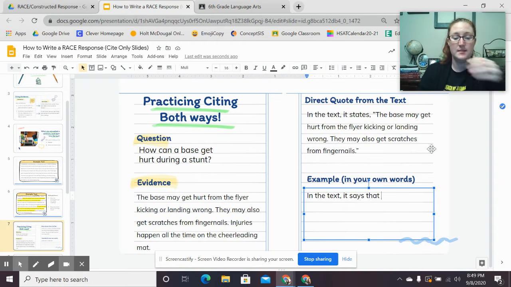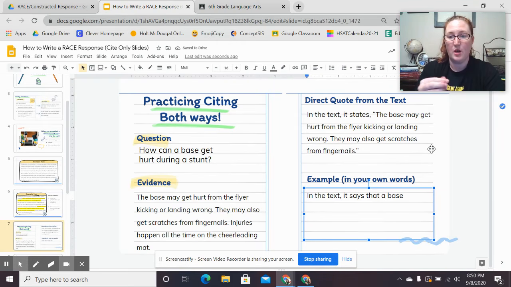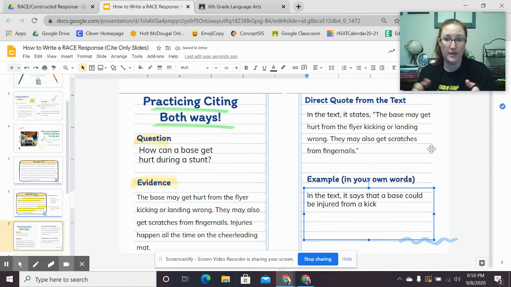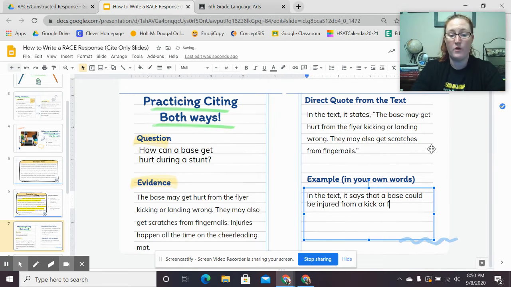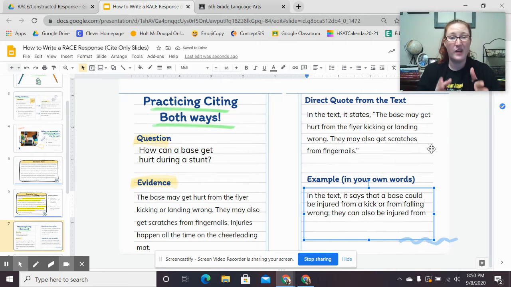Okay, so it says that a base, let's change it up. Instead of saying hurt, I'm going to say injured. Could be injured from a kick instead of from the flyer kicking. I'm going to say that. Or from falling wrong. I'll say that instead of landing wrong. And then let's say they can also be injured from, instead of saying fingernails, there's really no other way to say that. We could say just nail scratches.